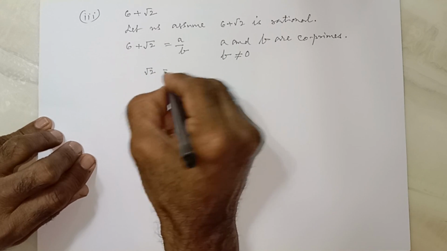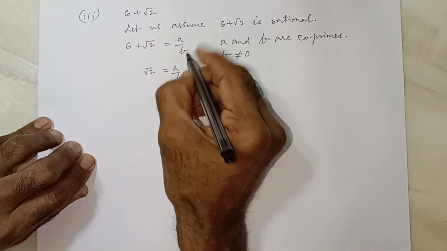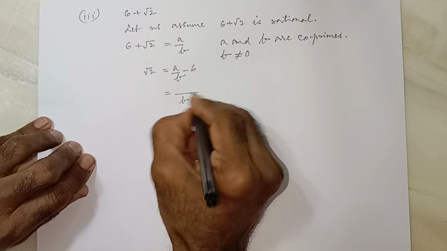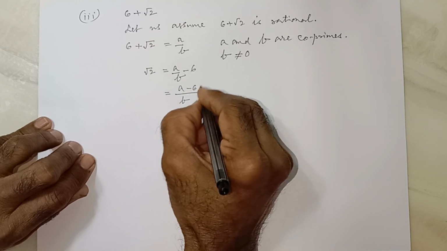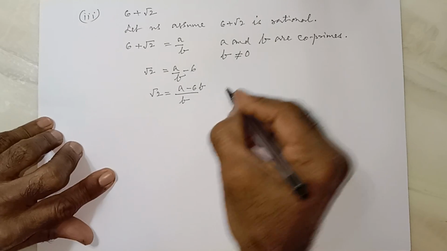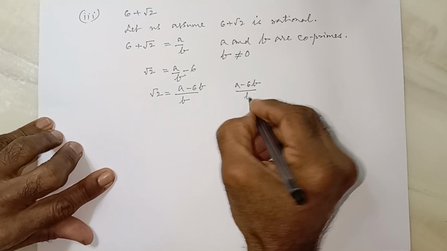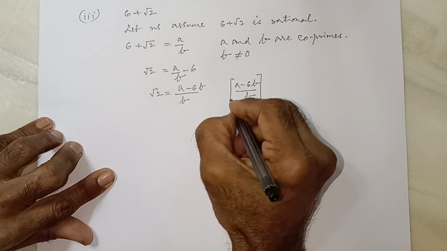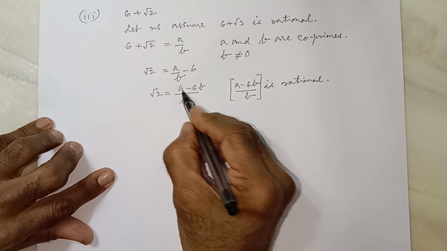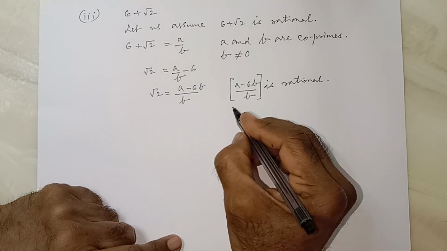Now let us simplify. 6 plus root 2 is equal to a by b, and take 6 to the RHS. Take the LCM, it becomes a minus 6b. Root 2 is equal to a minus 6b divided by b. We know that a minus 6b by b, the whole thing is rational because a and b are integers and 6 is an integer. The whole thing is rational.